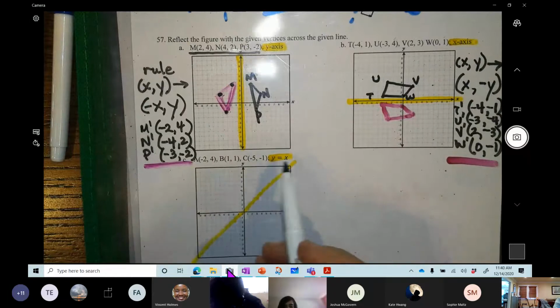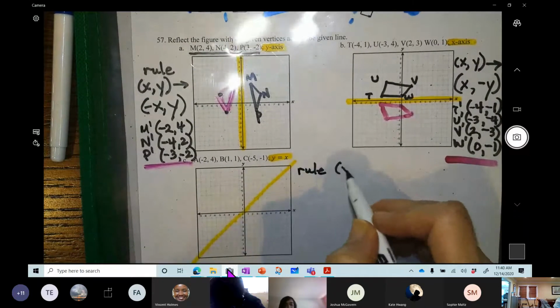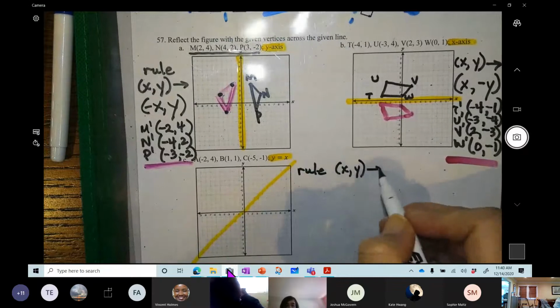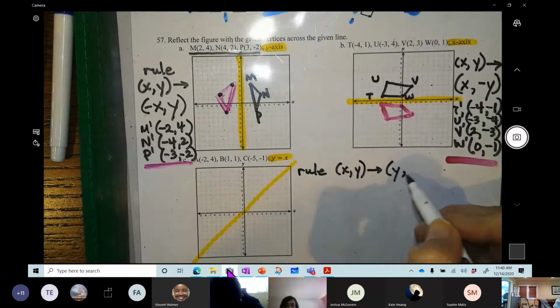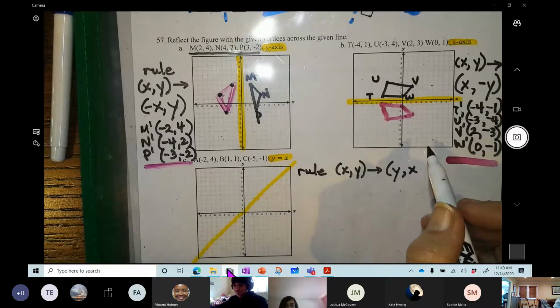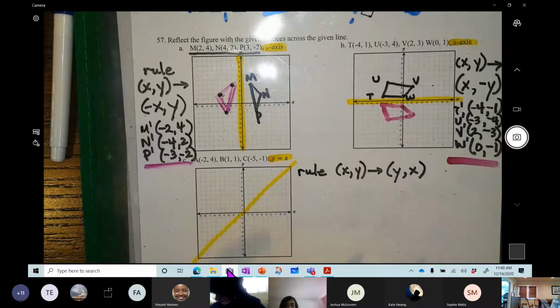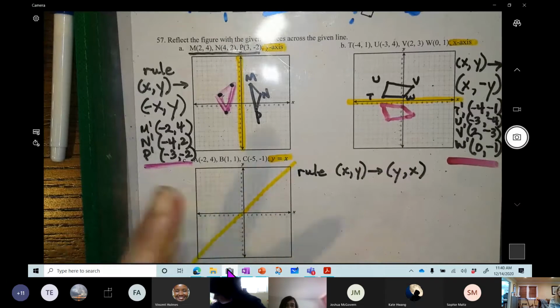Now, when you swap this, the only thing you're really doing is you start with your x, y, and then you're swapping. You go to y, x. No, that's not right. Yeah, it is. Because we're flipping over this, so we're switching our y equals x. Yeah. Okay.